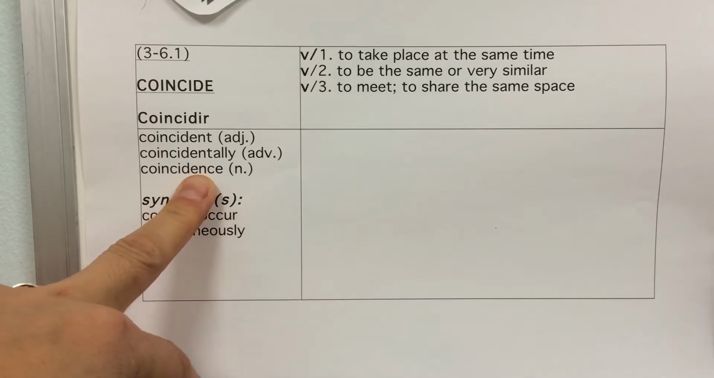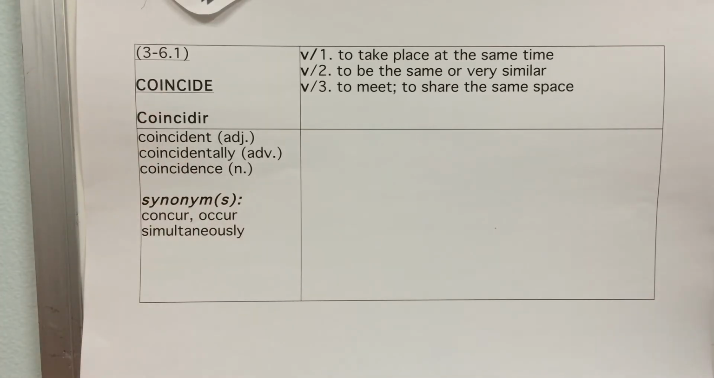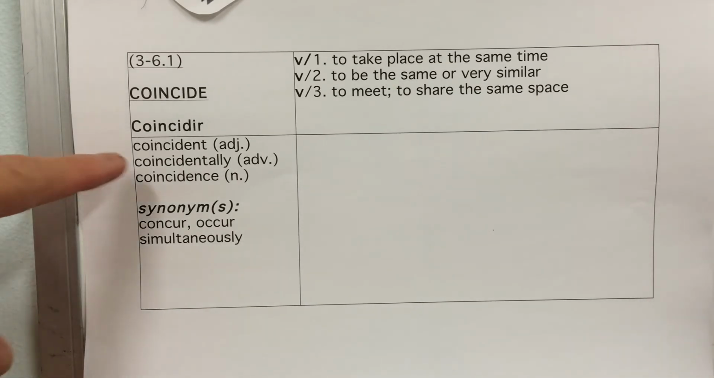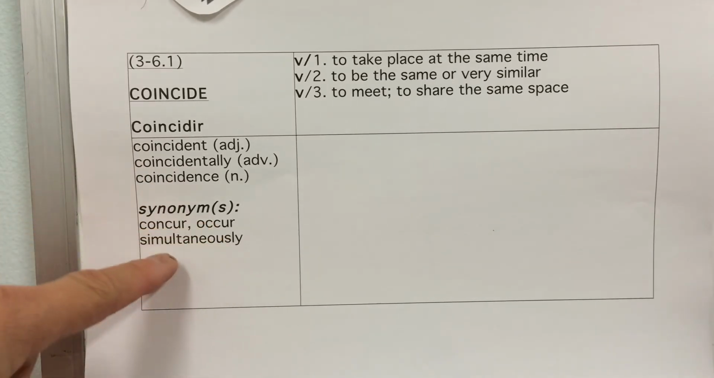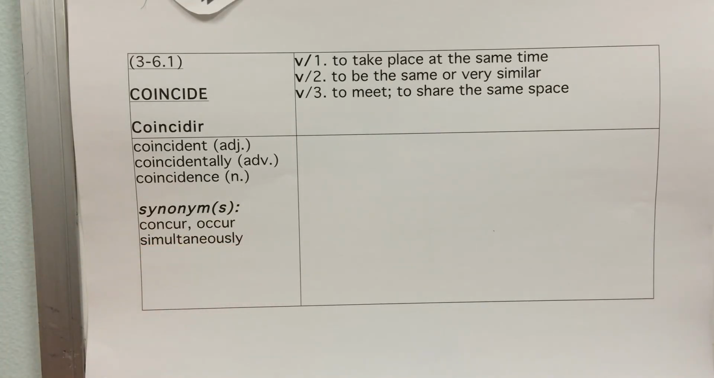And most of you know this familiar word coincidence has the connotation, or one of its definitions is unexpectedly, when things happen at the same time unexpectedly. Okay. Your synonyms are concur, occur, simultaneously, at the same time. So that's your level 1 word.